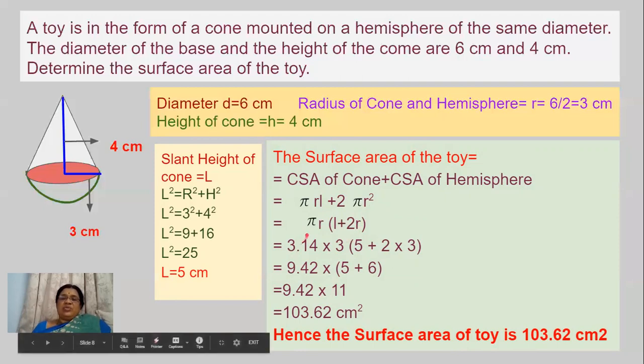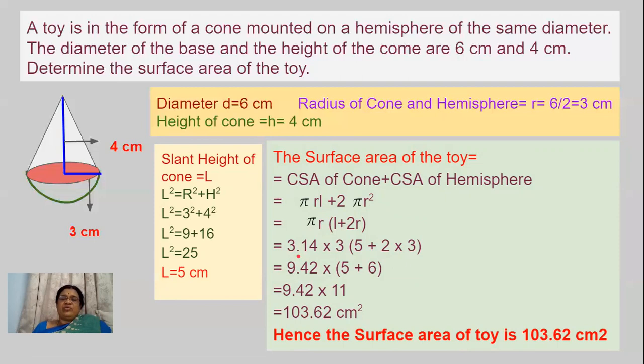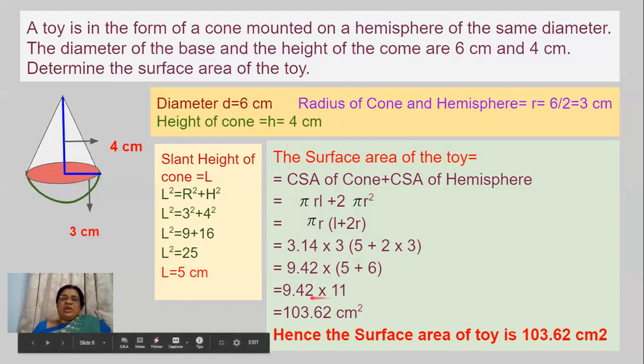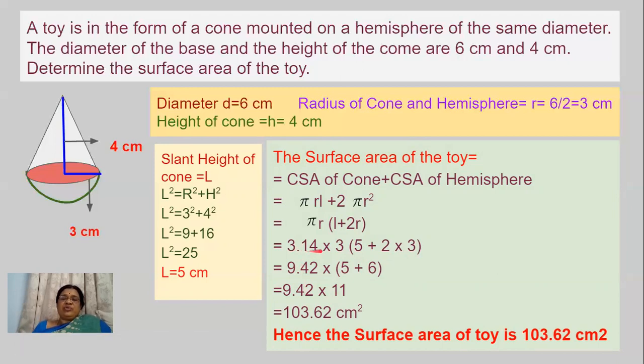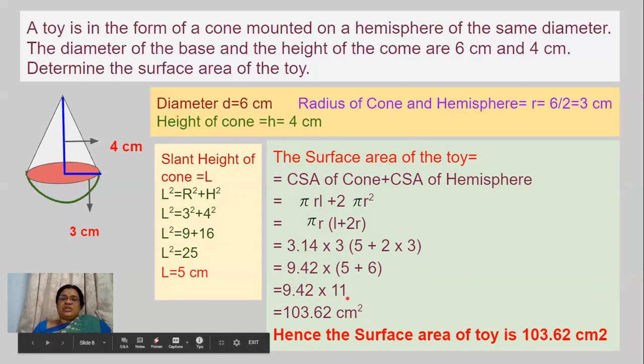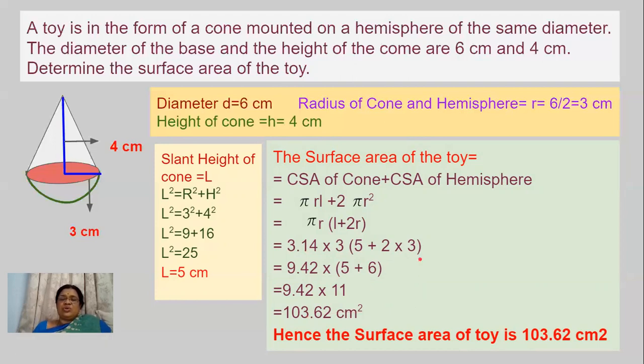So like this, you can put the pi value, which I have taken as 3.14, and the R value, the radius, is 3 centimeters, and the slant height we know is 5, and 2 into the radius is 6. When you add these two, you will get 11, and when you multiply 3.14 into 3, you will get 9.42. When you multiply these two, you will get the surface area of this newly formed object. How much is it? 103.62 centimeters square. So from this you can find the surface area of this newly formed object.